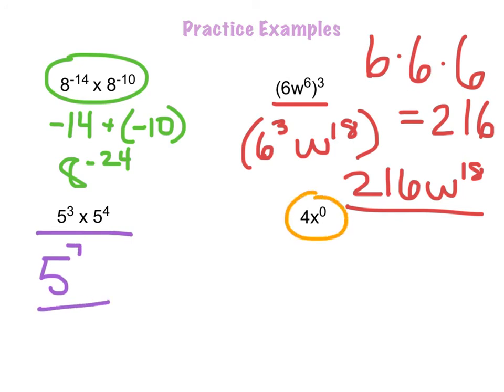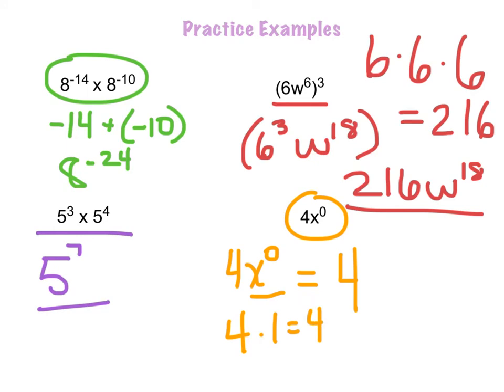Now, for the last one here, we have 4x to the 0 power, and I had said that anything raised to the 0 power is 1, so in this, only the x is being raised to the 0 power, so the final answer is 4, because 4 times 1 is 4. So 4 is your final answer.